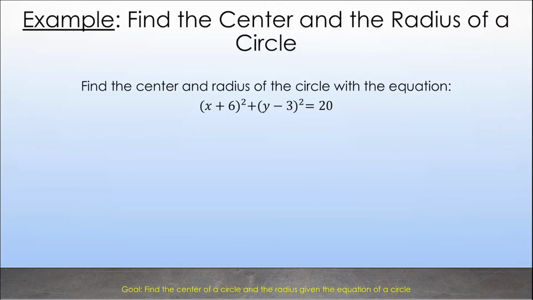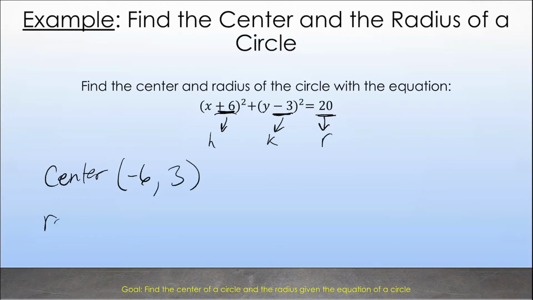Okay, so finding the center and radius of a circle. Find the center and radius of the circle. So I have plus 6, so that's going to be my h value. There's my k value. There's my radius. But for my center, remember we have to do the opposite. So it's going to be negative 6, comma, positive 3. And my radius is equal to the square root of 20. Remember, this is r squared.